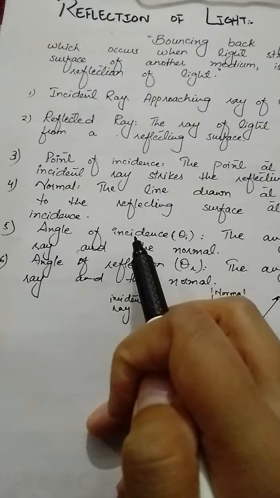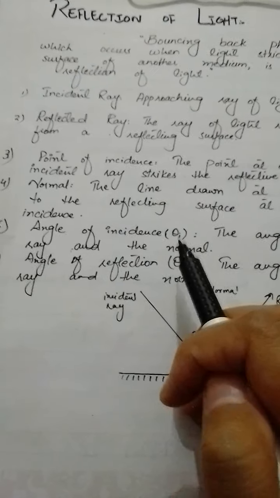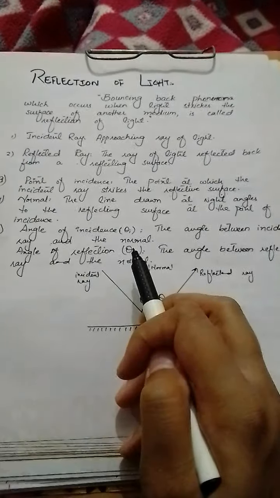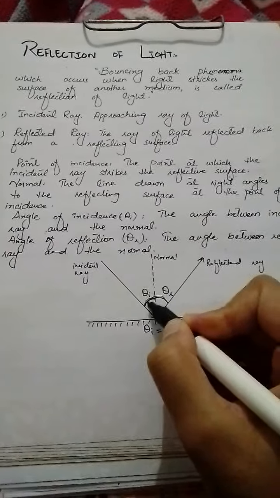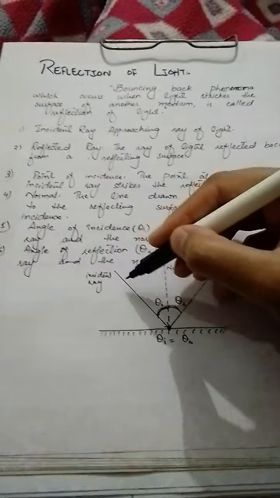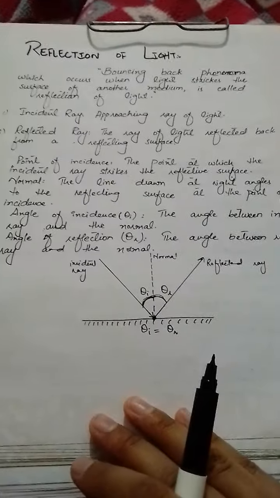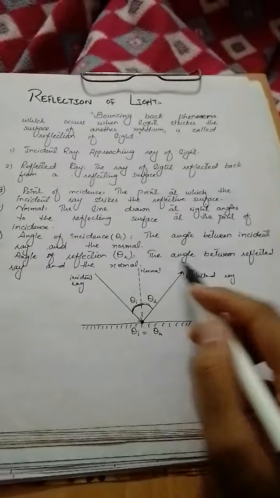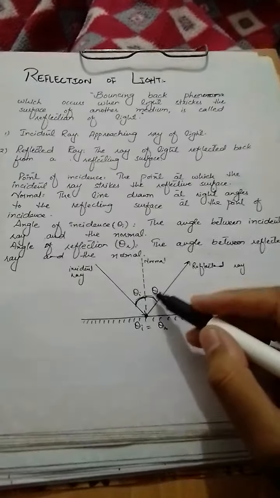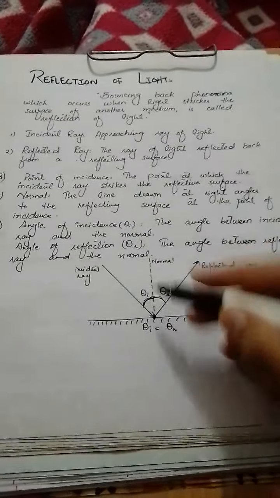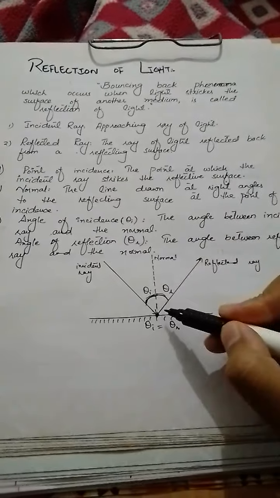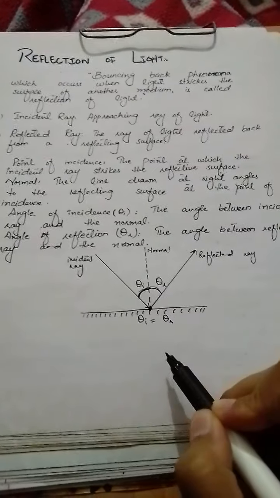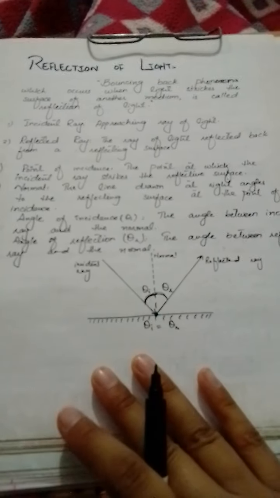Angle of incidence, theta I, is the angle between the incident ray and the normal. Simply, this is theta I, the incident angle, the angle by which this incident ray strikes the reflecting surface. Similarly, angle of reflection, theta R, is the angle between the reflected ray and the normal. It determines by which angle the ray has been reflected by this reflecting surface.